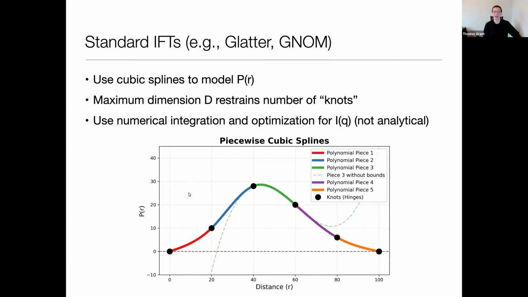And that's a key thing, is that the maximum dimension is something that restrains the number of knots, right? We'll talk about the maximum dimension in more detail in a minute, but it's a really important component of all of this analysis that we're about to get into.